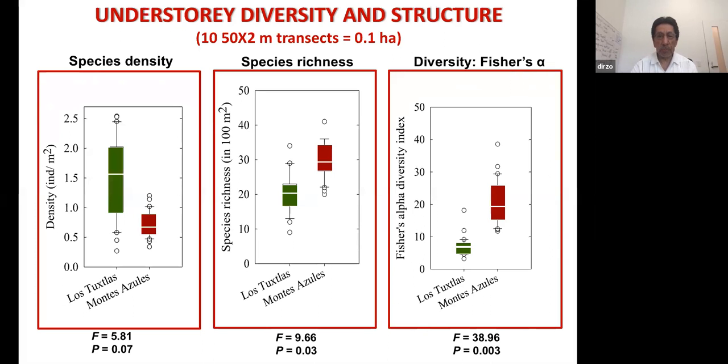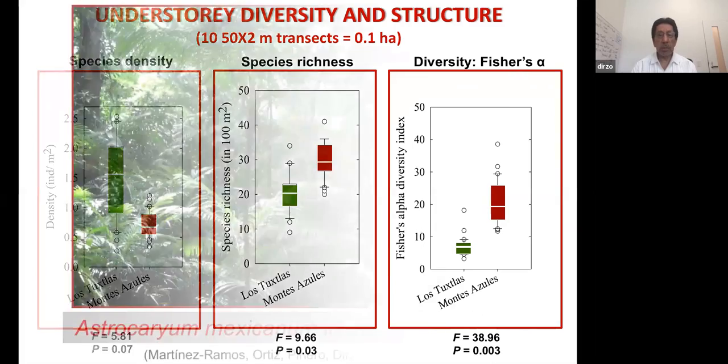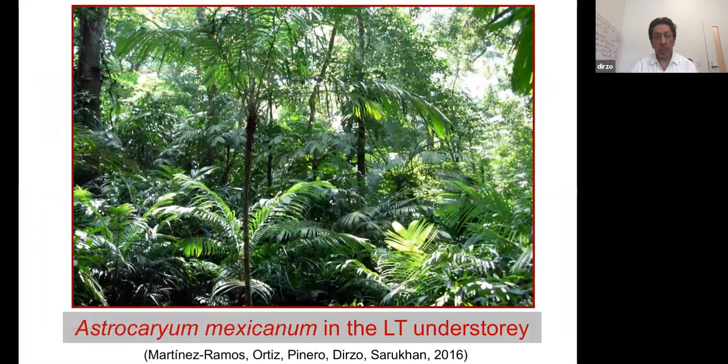This situation is actually relevant because it's not that the plant species are impacted in a similar way by the presence or absence of animals. There are also nuanced interactions there, which depend, among other things, on the plant's life history and on traits such as seed size. So meet one of my favorite plants in this place, Astrocaryum mexicanum, in the understory of Los Tuxtlas. This is the palm that you see here predominantly in this slide.